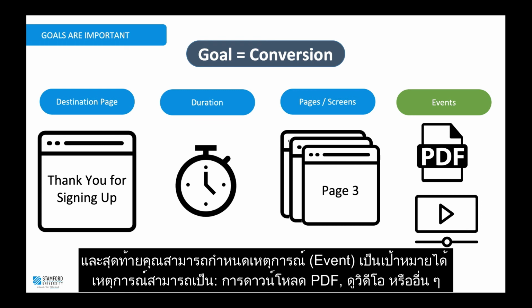And lastly, maybe you want them to download a PDF or watch a video, because these are known as events, the custom events that I mentioned earlier. And you can tag any specific event that you want, and you can track that as a goal.